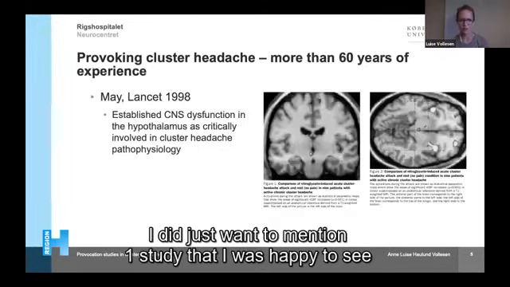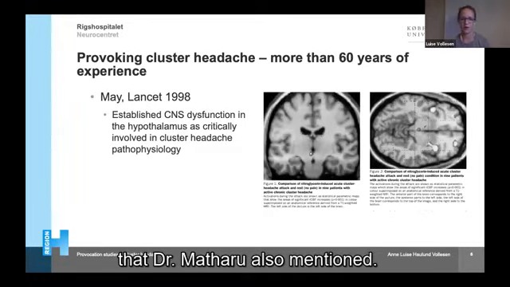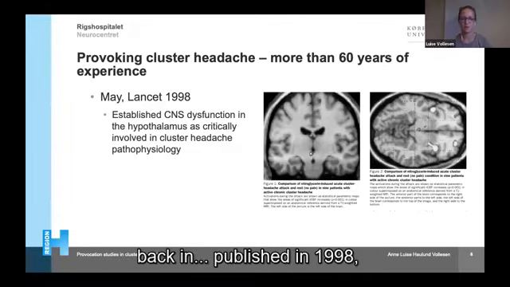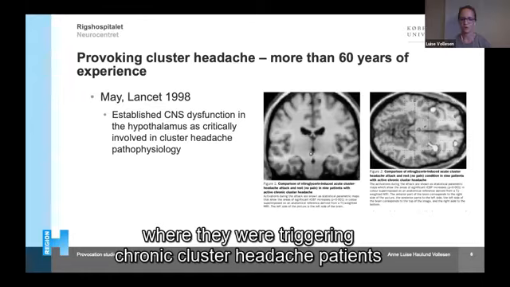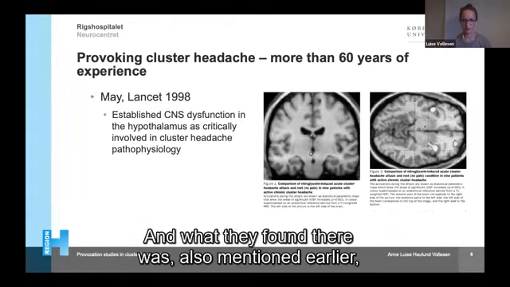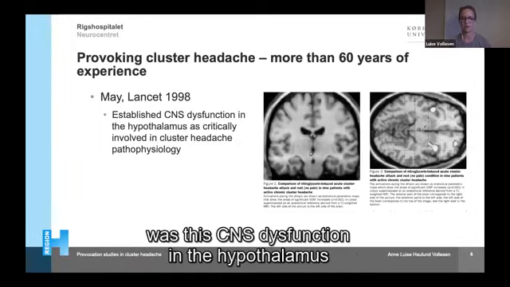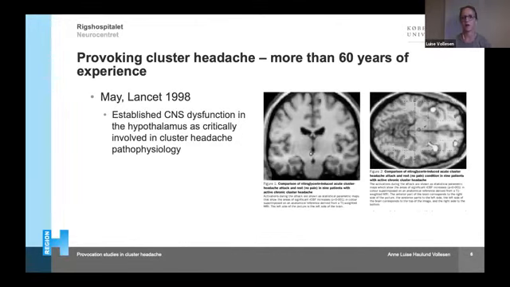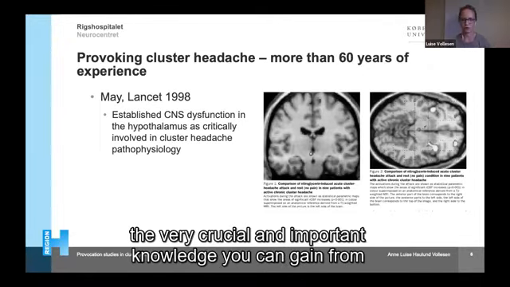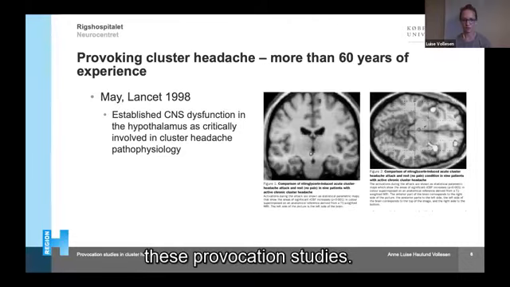I did just want to mention one study that I was happy to see that Dr. Matharu also mentioned, the study from Dr. May's group, published in 1998, where they were triggering chronic cluster headache patients using GTN, and then they did MRI scans on them. And what they found there, as was also mentioned earlier, was this CNS dysfunction in the hypothalamus in relation to the cluster headache attacks. And I think this is just such a good example of the very crucial and important knowledge you can gain from these provocation studies.